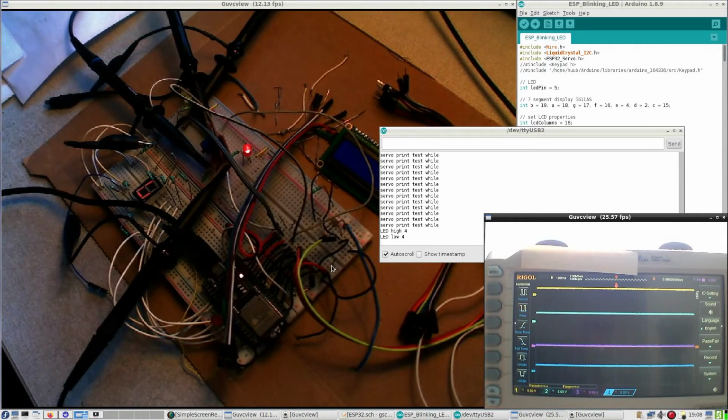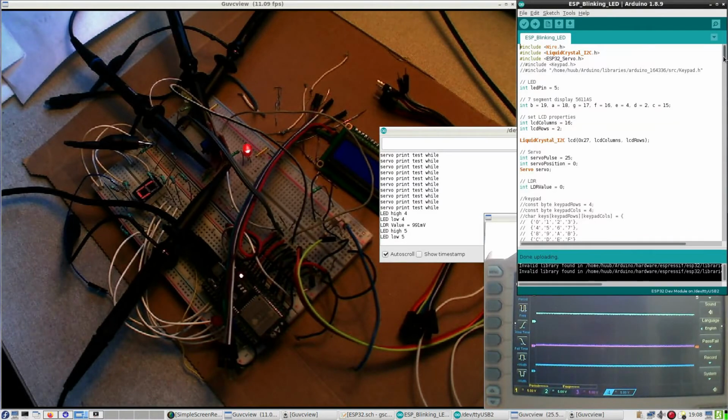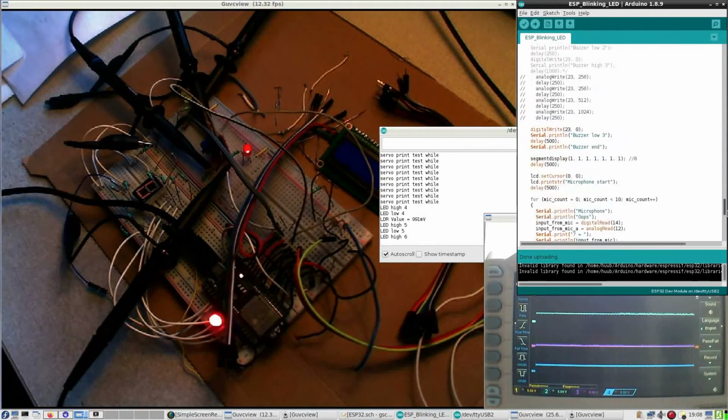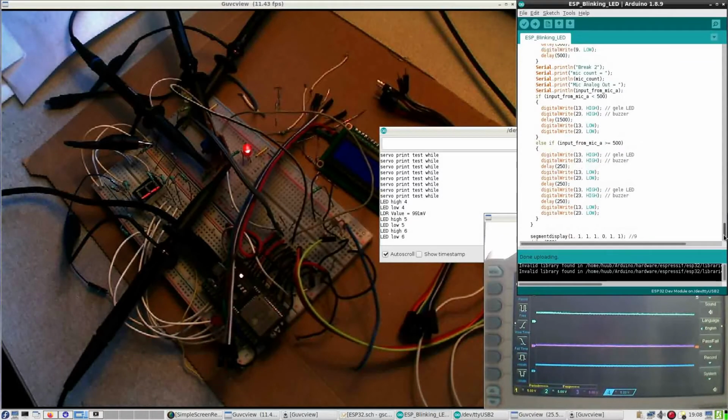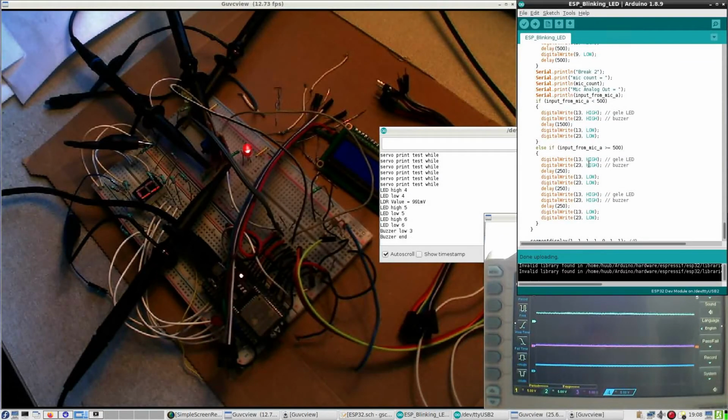So then the code says that the buzzer is going for the analog output when the input is over 500. Oh no, also lower than 500, but buzzer signal anyway.